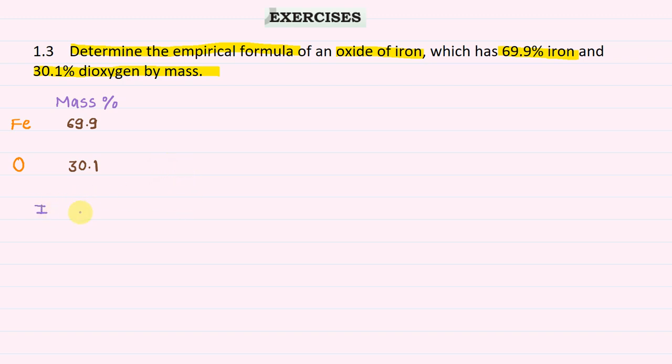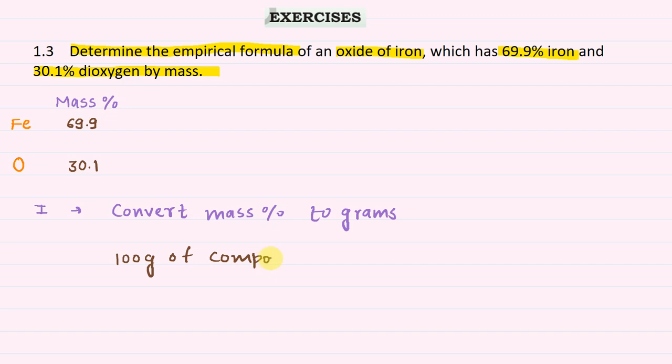The first step is that we need to convert the mass percent to grams. Since we are using the term mass percent here, it is convenient to use 100 grams of the compound. If we are having 100 grams of compound, then what will be the mass of Fe here? The mass of Fe will be 69.9 grams. And what will be the mass of oxygen? It will be 30.1 grams.